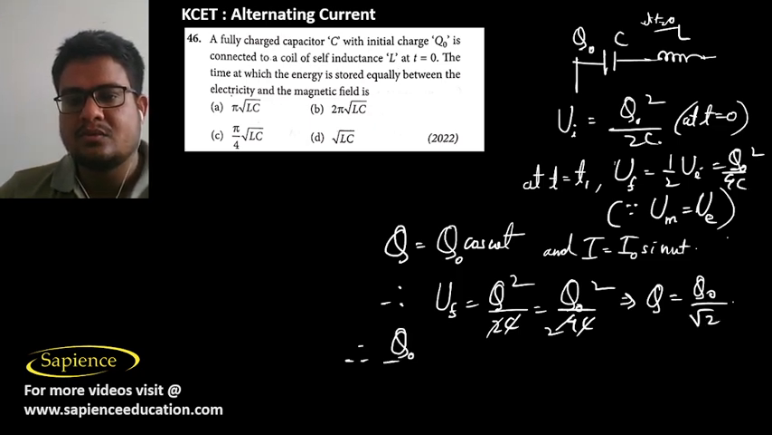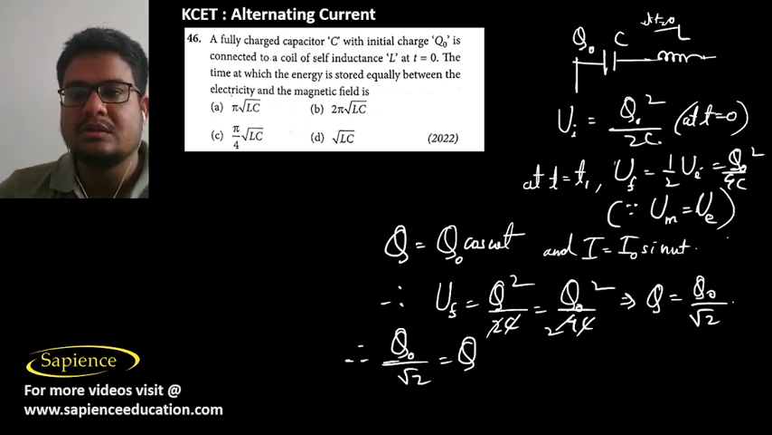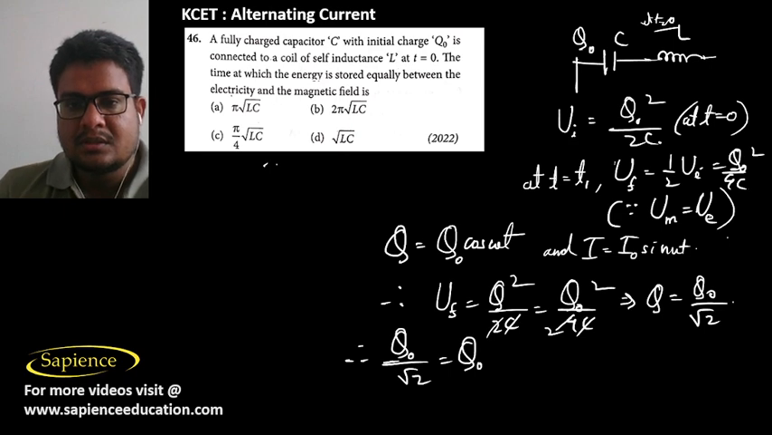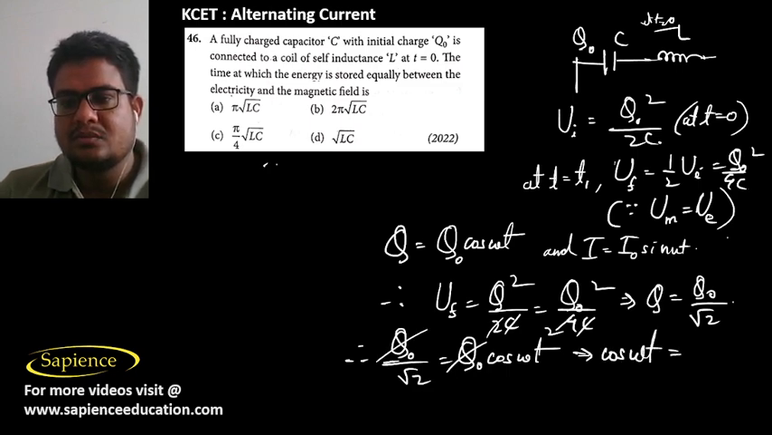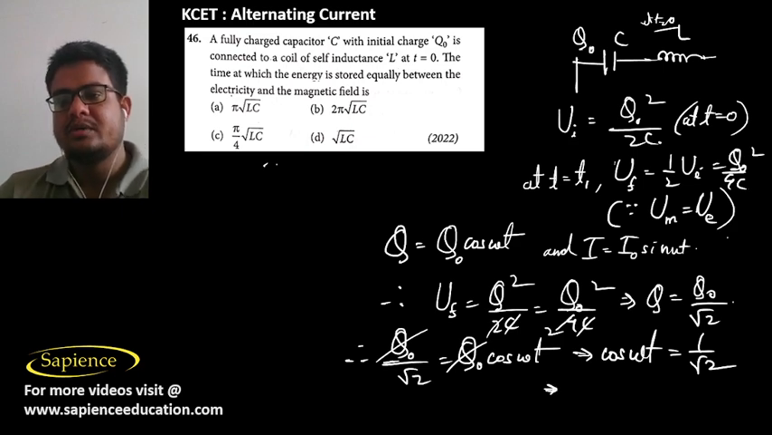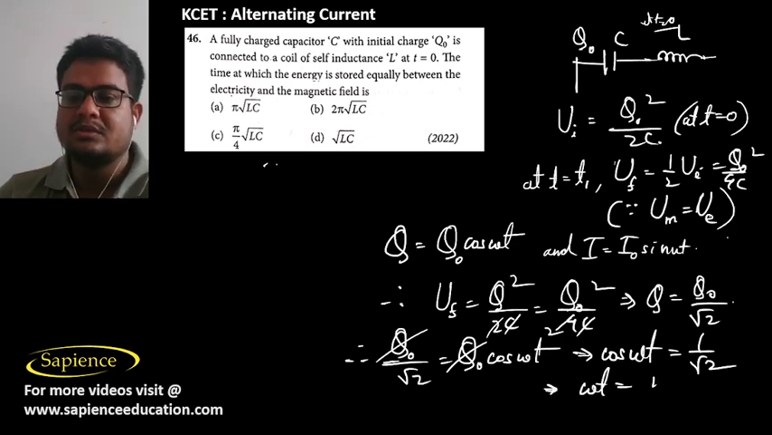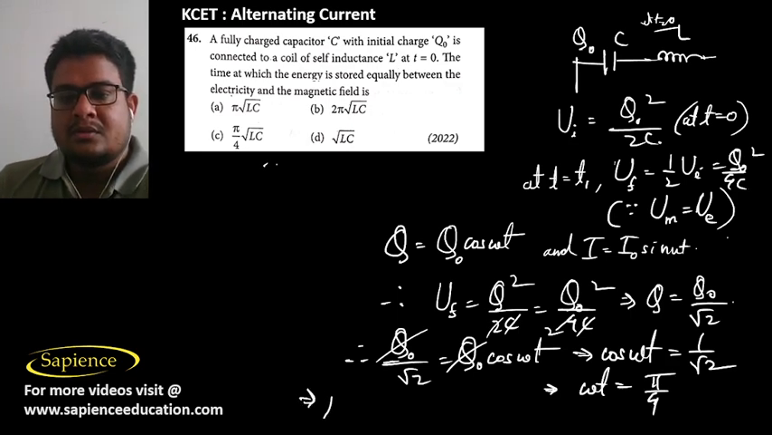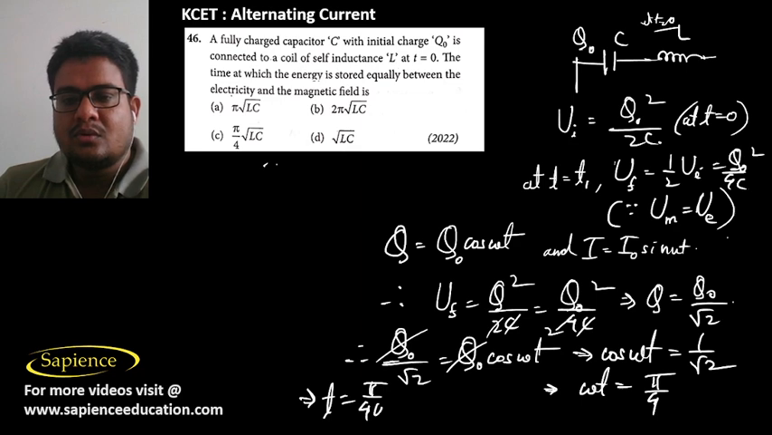Therefore, Q0 by root 2 should be the charge stored in the capacitor at the time at which the energy is equally stored in the electric and magnetic fields. Q0 by root 2 is equal to Q0 into cos omega t. So Q0 will cancel out. Cos omega t is equal to 1 by root 2. So omega t is equal to cos inverse of 1 by root 2, that is pi by 4. Therefore, t will be equal to pi by 4 into omega.